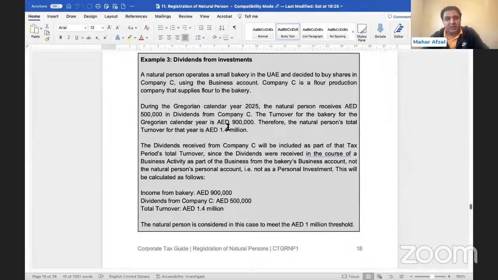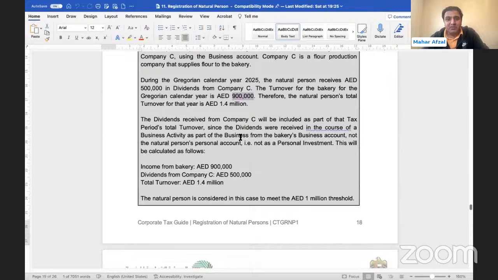The turnover of the bakery is 900,000, therefore the natural person's total revenue is 1.4 million. So this will not be subject to tax. This is less than 1 million, so the natural person will not be liable to register, because the natural person is considered in case the income is less than 1 million. If this income had gone above 1 million, then it would have been subject to tax.